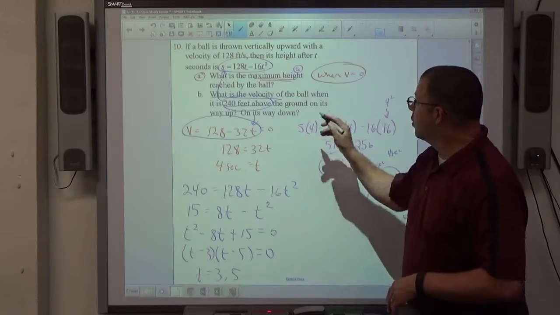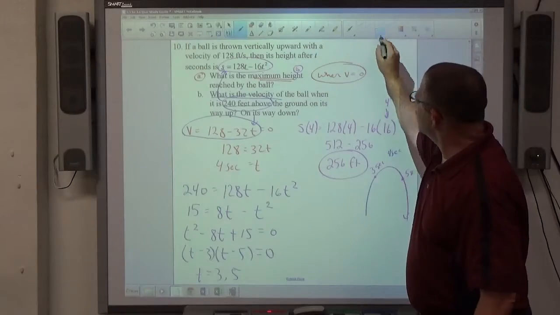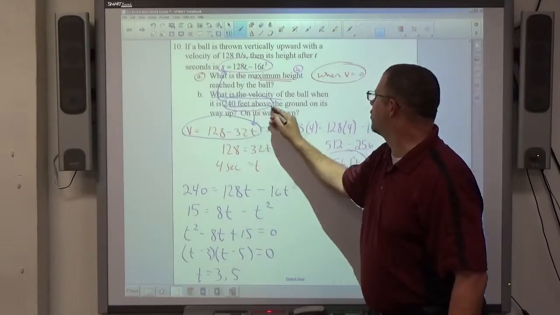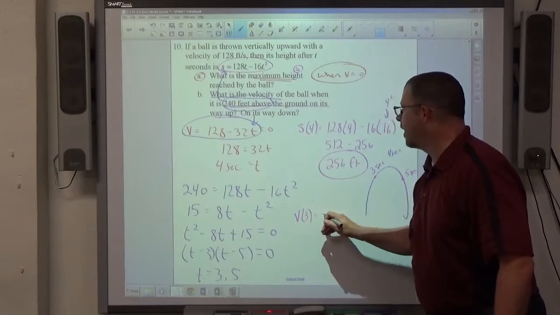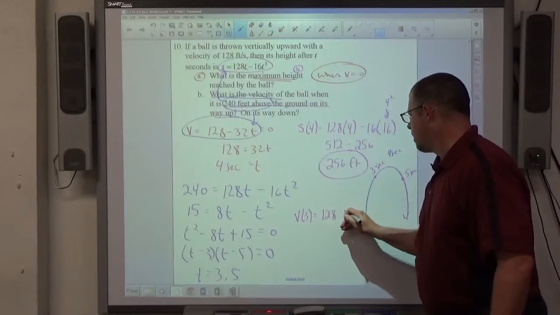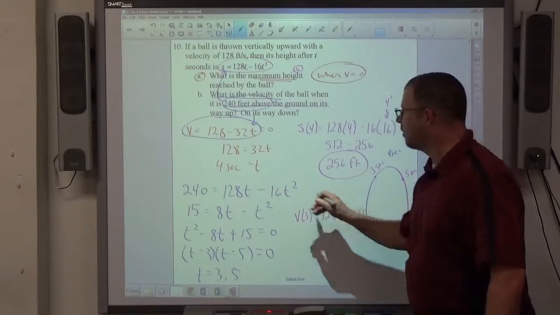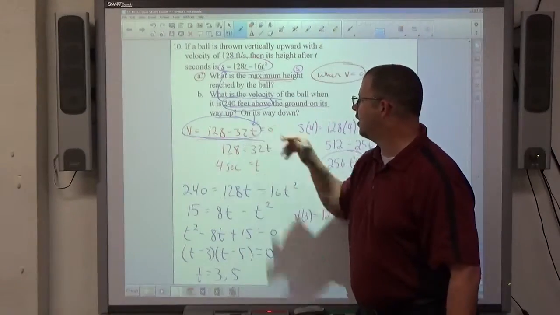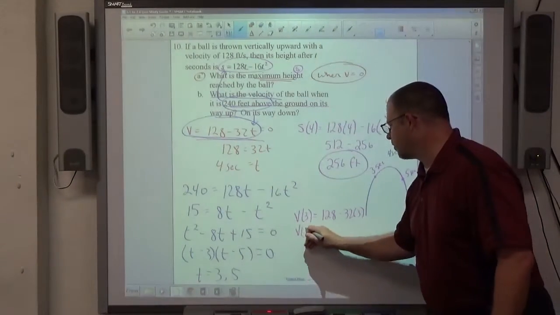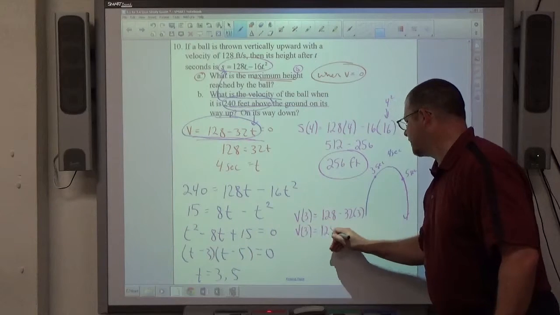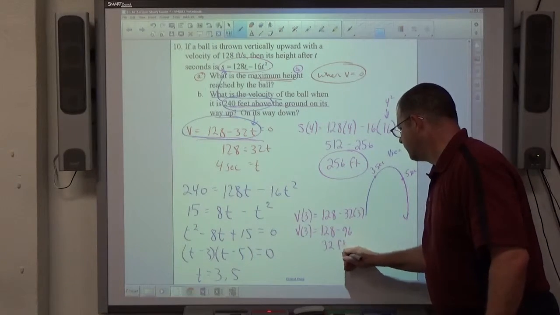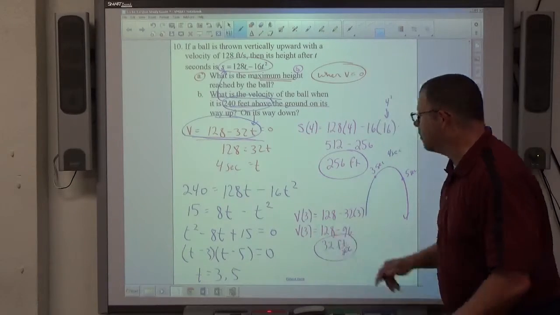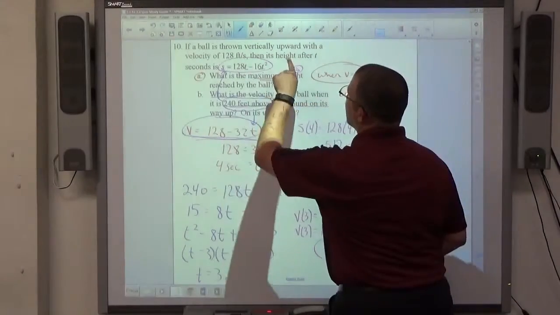So to do the 240 feet above the ground on its way up, I'm going to figure out what v of 3 is equal to. That's just going to be 128 minus 32 times 3, because I'm using the velocity function here, changing t into a 3. So v of 3 ends up being 128 minus 96. So it's 32 feet per second. I know it's feet per second because that's the units I'm given.